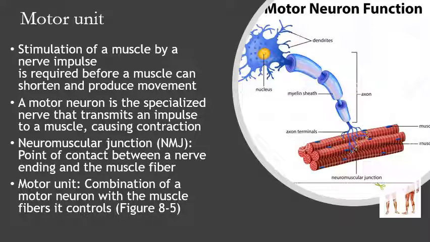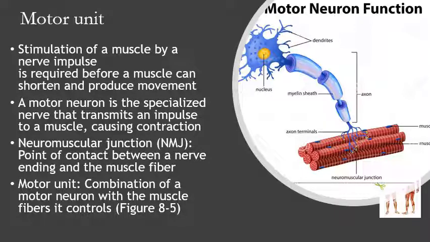So then when we look at this, we need to look at the neuromuscular junction. Well, neuromuscular junction is, let's break it down: neuro, nerve; muscular, muscle; junction. So we would know that this is a junction between the nerves and the muscles. And this is the point of contact between the nervous system and the muscle fiber.